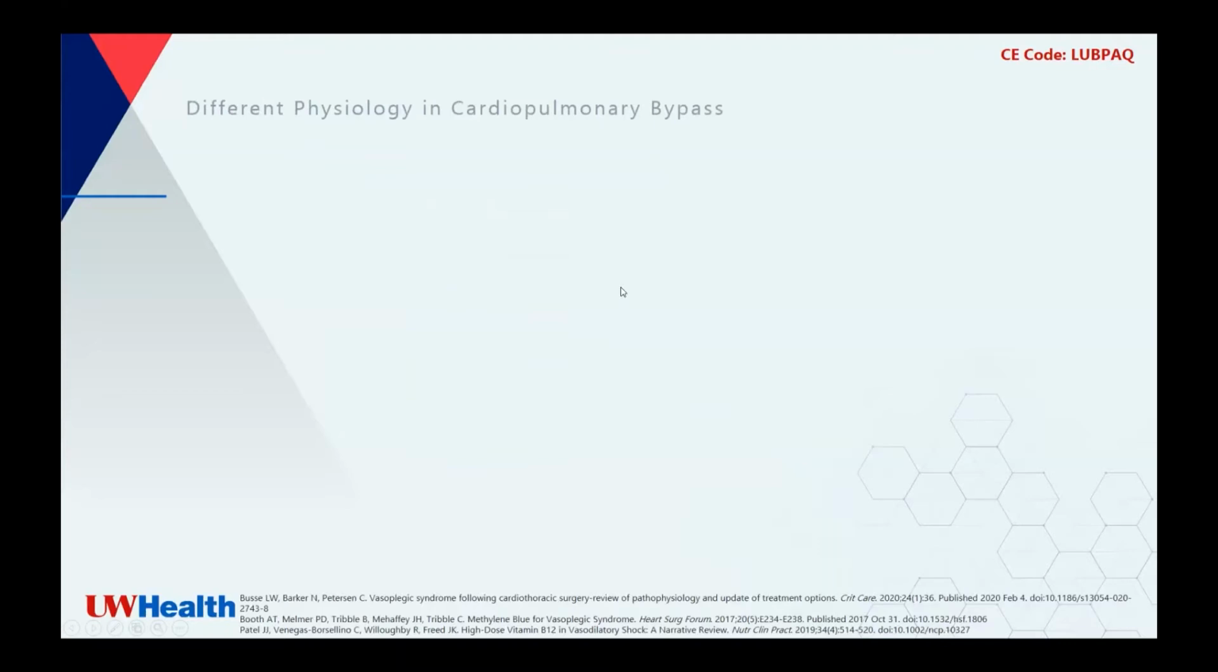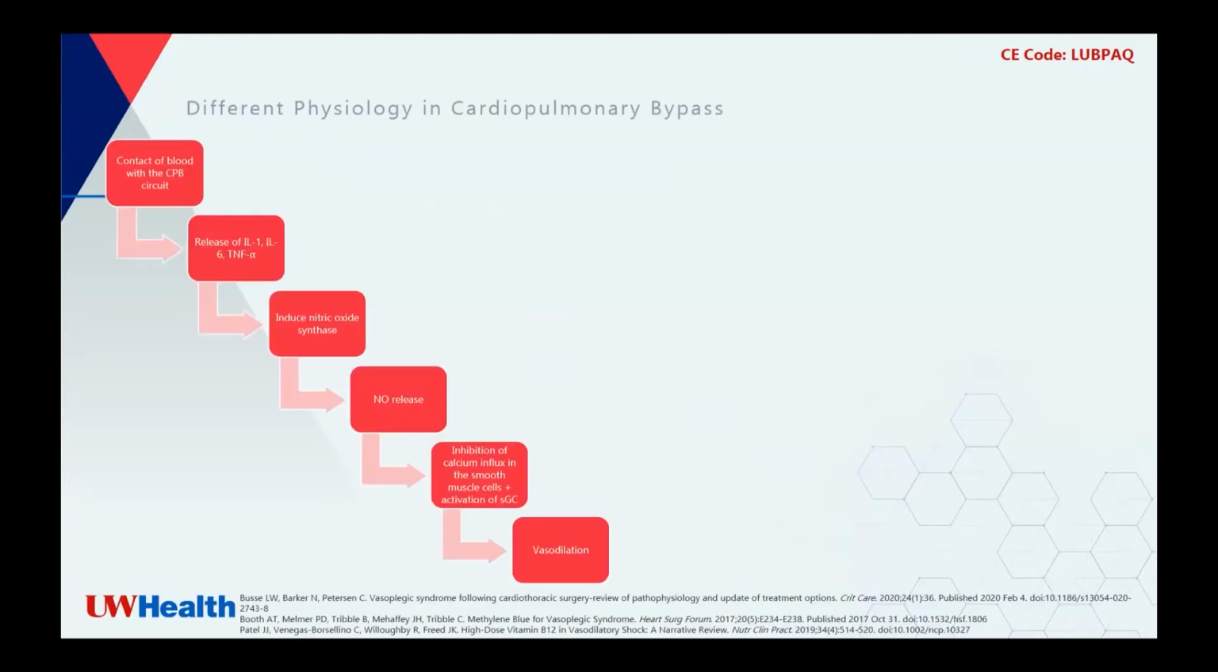However, following cardiopulmonary bypass, this normal physiology is disrupted, and this leads to vasoplegia. I'll present a few different mechanisms behind it, and keep these in mind as we go through the agents later, because these are our targets for therapy. When blood comes into contact with the cardiopulmonary bypass circuit, some inflammatory cytokines are released, things like interleukin-1, interleukin-6 and TNF-alpha. These inflammatory cytokines induce nitric oxide synthase, which increases the production and release of nitric oxide.